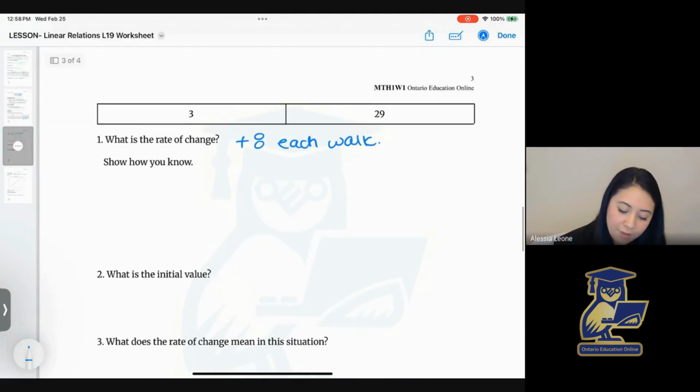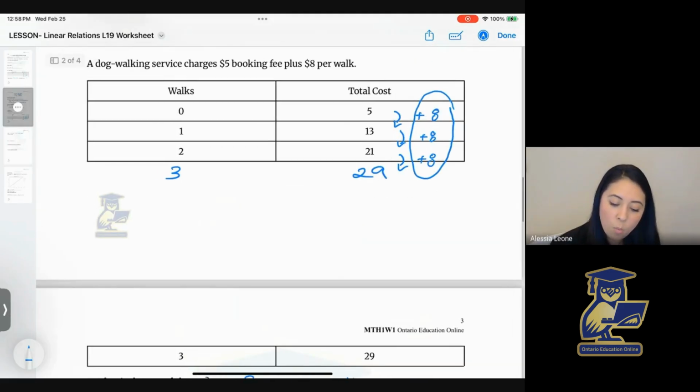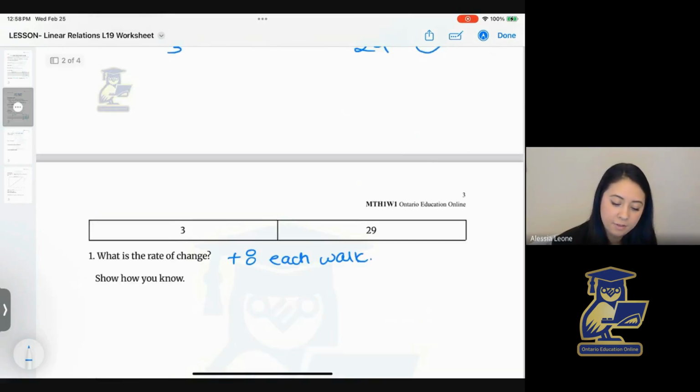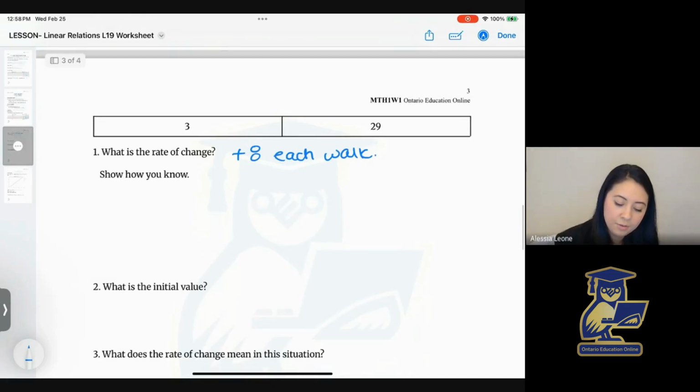What is the initial value? Let's look at our table. When x is 0, what is our y? So when there's no walks happening, what's our starting point? Our total cost is 5. So our initial value is 5.